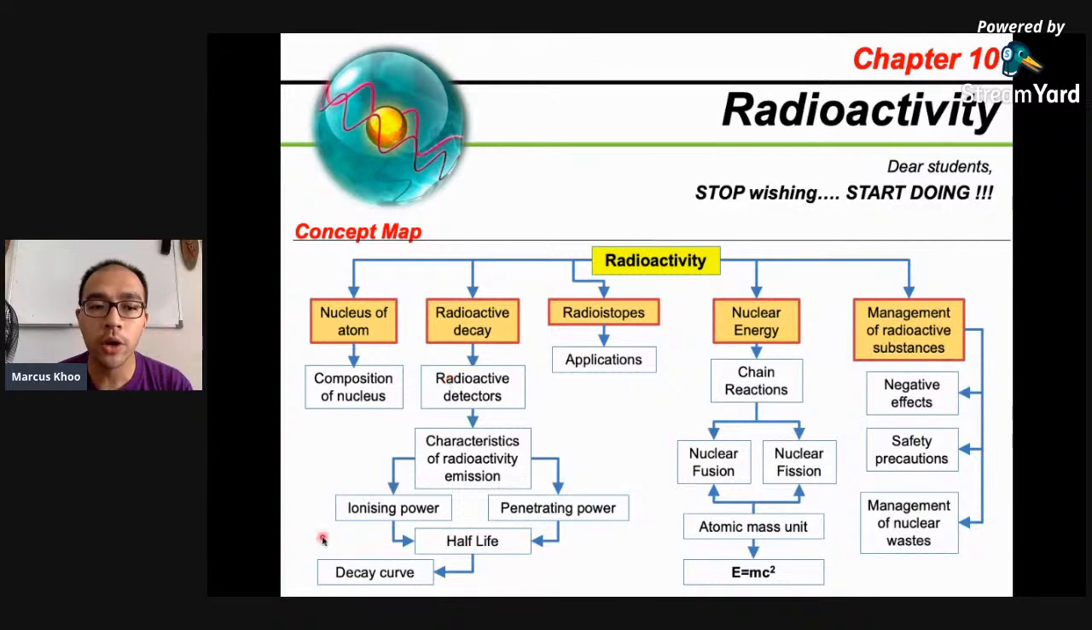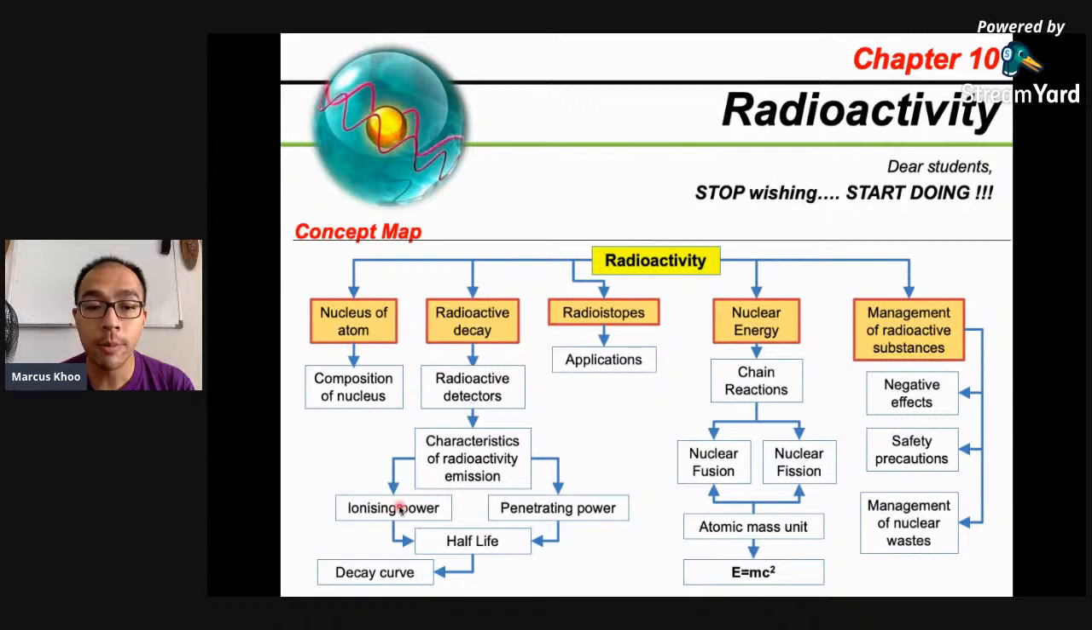So today, what we're going to focus on is three main things. The first one is radioactive detectors. What are the instruments, apa alat-alat yang kita pakai untuk mengesan keradioaktifan? How do we detect radioactivity? What are the instruments that we use?